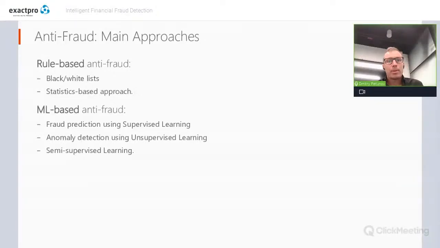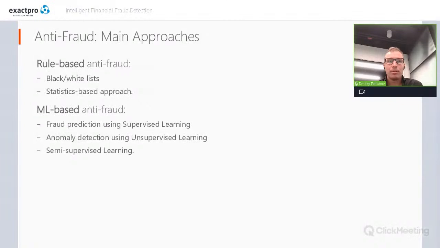The second approach is a machine learning based approach, machine learning based anti-fraud, and here it will be more interesting, I hope. There are three directions, of course. The first direction is fraud detection. We use data sets with labels and train a model that distinguishes fraud and legitimate payments or operations. For this purpose, we use supervised learning algorithms.